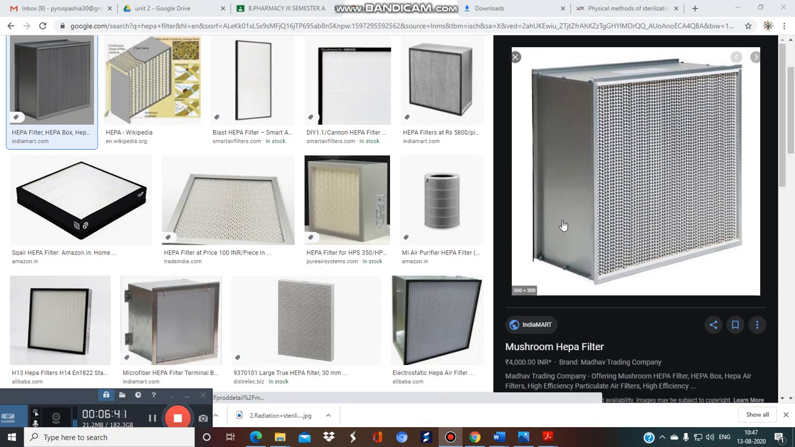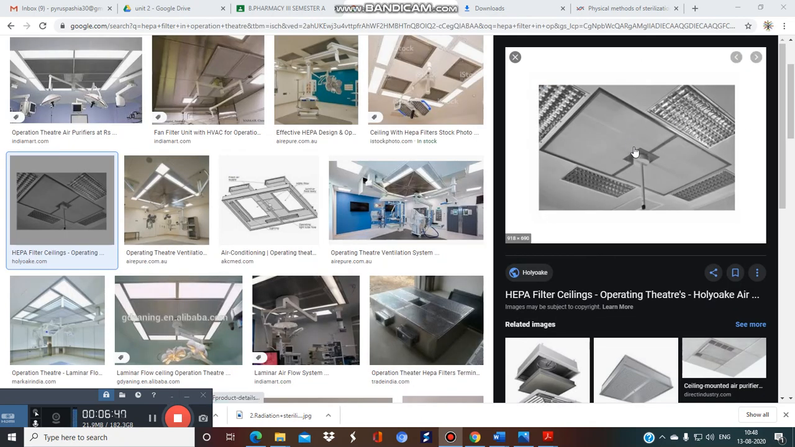So this is the photograph of HEPA filters. This is what the HEPA filter looks like. Please see this image. These are the HEPA filter ceilings in the operation theater. In the operation theater, sometimes we need air that is free from any microorganism. For that, this is the arrangement of the HEPA filter in the ceiling.